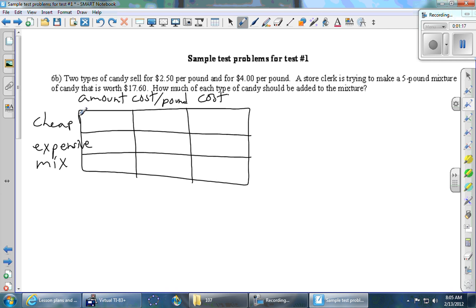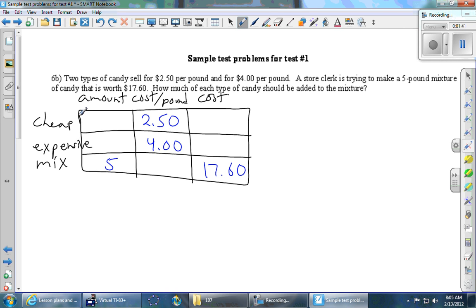One candy is $2.50 a pound, so we can put $2.50 here. The other one is $4 a pound. And the goal is to make candy that's worth $17.60 total. So that $17.60 isn't a per pound, it's a total. So $17.60 goes there. And we want to make a 5-pound mixture, so that's another total that goes down there.